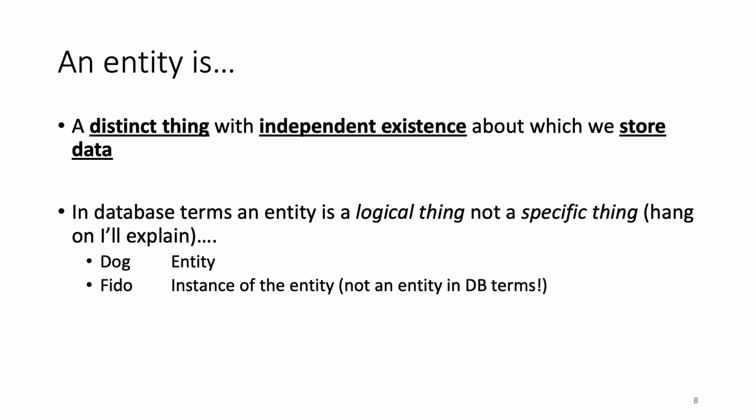Now, in database terms, we talk about a logical thing, not an instance. So an entity is a template, a bit like a class in Java. It's the class, not the instance, the implementation of it. So dog is an entity. Fido is an instance of that entity. An actual dog, one dog, that's an instance.